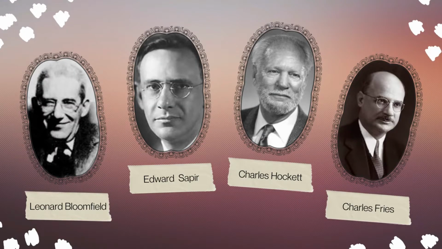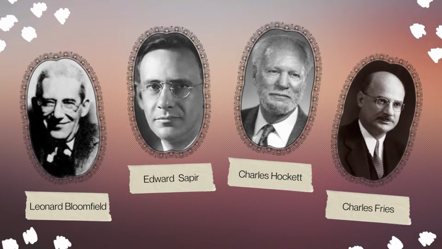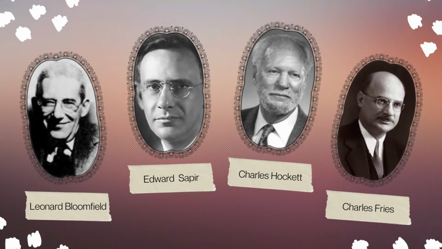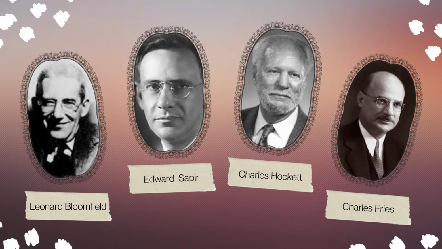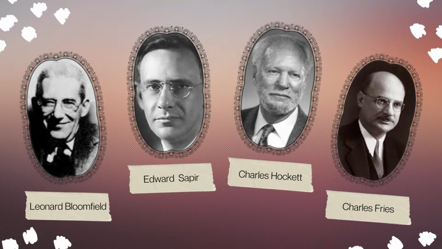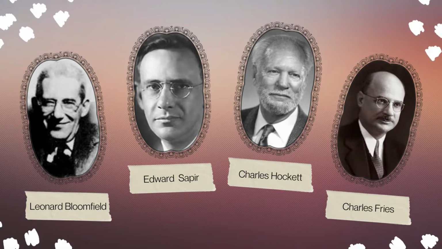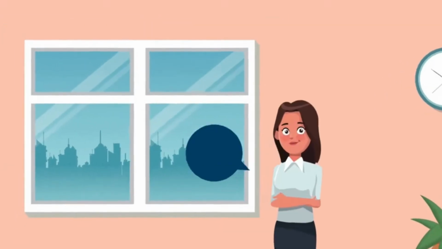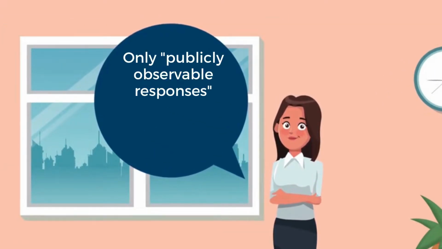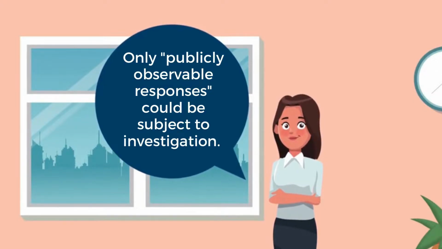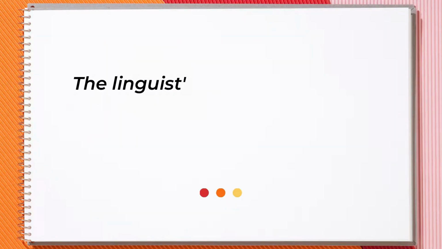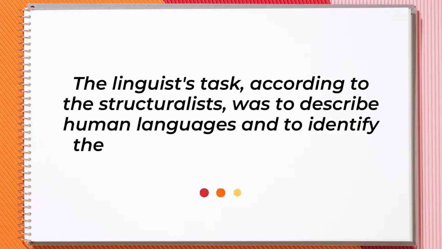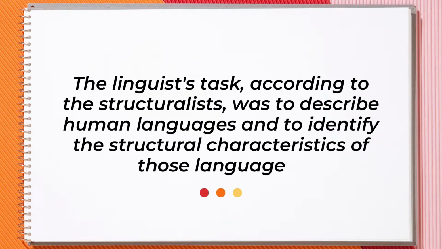In the 1910s to 1950s, the structural or descriptive school of linguistics, with its advocates Leonard Bloomfield, Edward Sapir, Charles Hackett, Charles Fries, and others, prided itself on a rigorous application of scientific observation of human languages. It contends that only publicly observable responses could be subject to investigation. The task of the linguist is to describe human languages and to identify the structural characteristics of those languages.